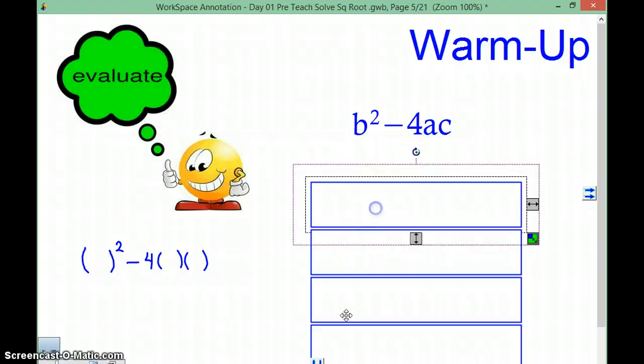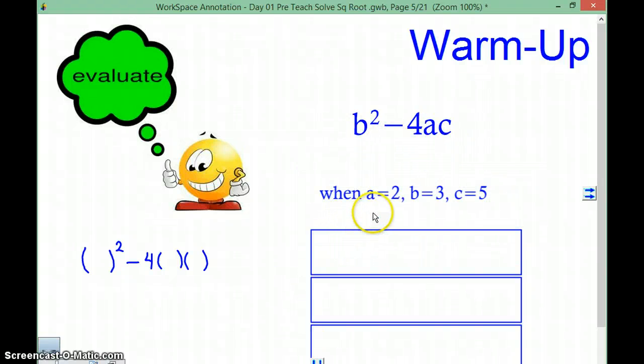So try this. Evaluate b squared minus 4ac when a equals 2, when b equals 3, and when c equals 5. Let's try it. We're going to put in 3 where b would normally go, 2 in for a, 5 in for c. Now we evaluate.